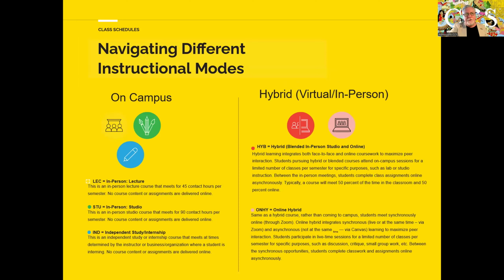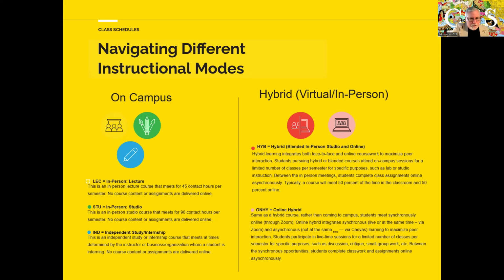So just so you are familiar, when you do receive your schedule, the forms of instructional modes and what some of those acronyms might look like. For on-campus learning, you'll find LEC on your schedule, and that's an in-person lecture. You may also find STU, and this means specifically studio classes. So your lecture classes are going to be predominantly your academic courses. Studio classes will be actual physical brick and mortar studio classes where you're making things, so you're creating. Independent study or internships would be IND.